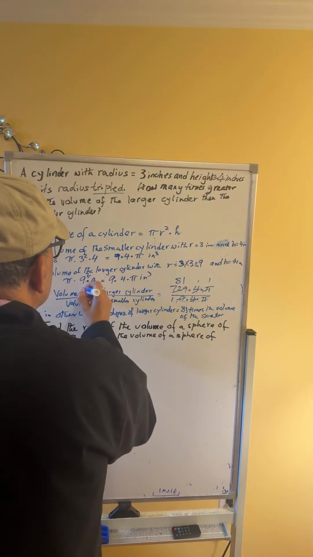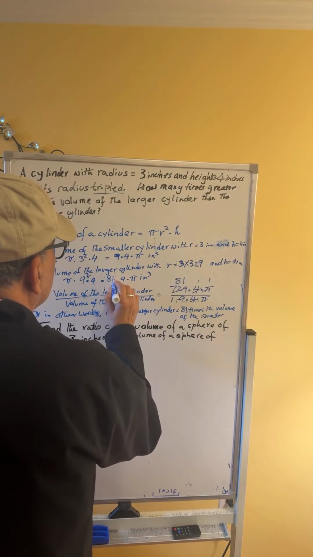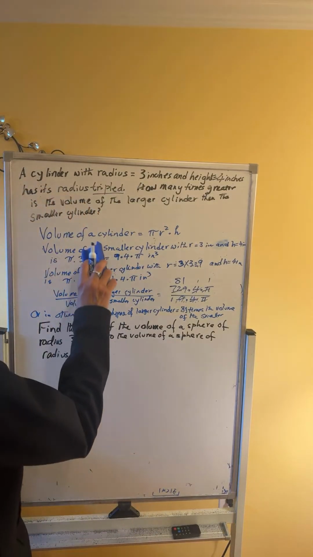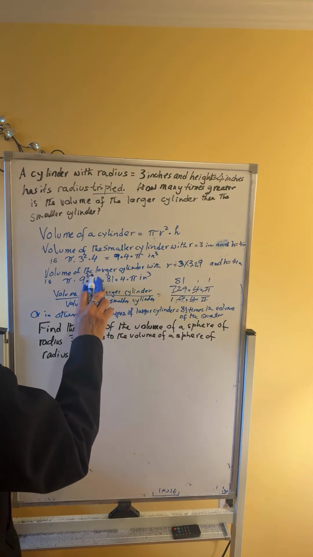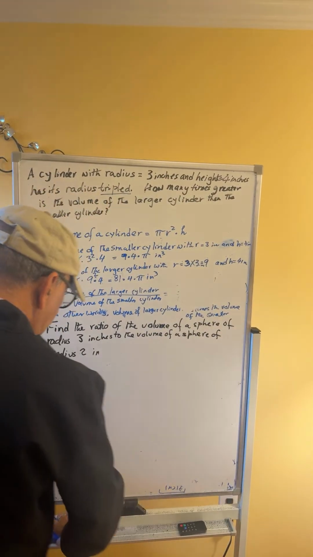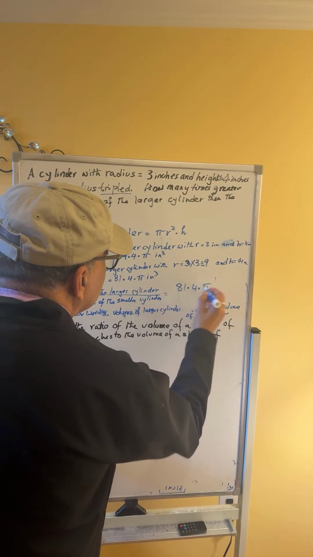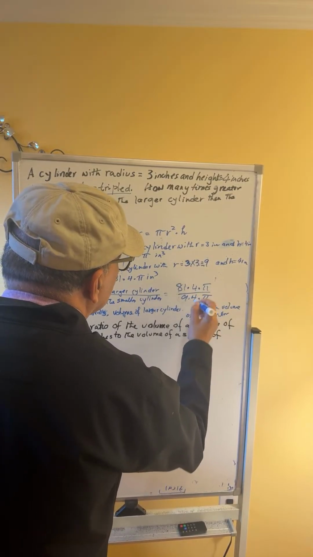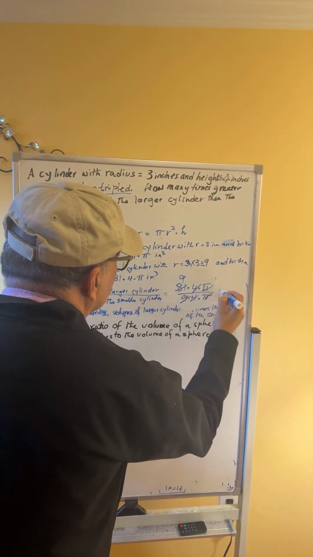Pi r squared, 9 squared times 8. So 9 squared is 81. Now in the numerator, when the radius is tripled, it is 3 multiplied by 3, 9. And you take the square of that 9, 9 squared. So in the numerator it will be 81 multiplied by 4 multiplied by pi, and in the denominator it is 9 multiplied by 4 multiplied by 5. So 4 goes into 4, pi goes into pi, 9 goes into 81 9 times.